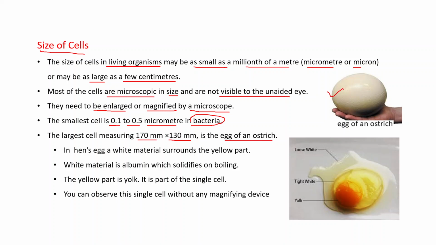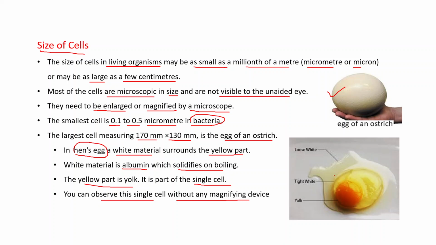This is a single cell. In a hen's egg, you are familiar with this egg, a white material surrounds the yellow part. The white material is albumin, which solidifies on boiling. And the yellow part is called yolk. It is part of the single cell. You can observe the single cell without any magnifying device.